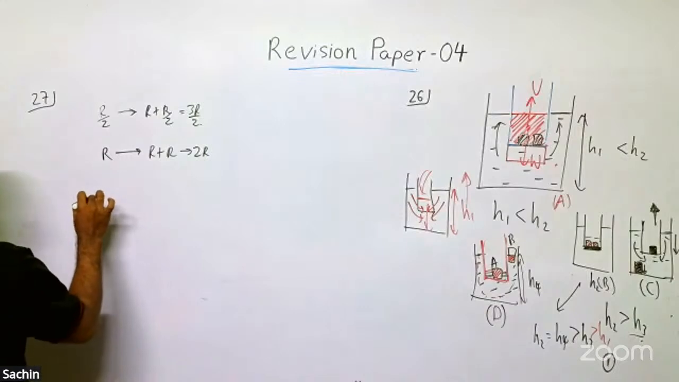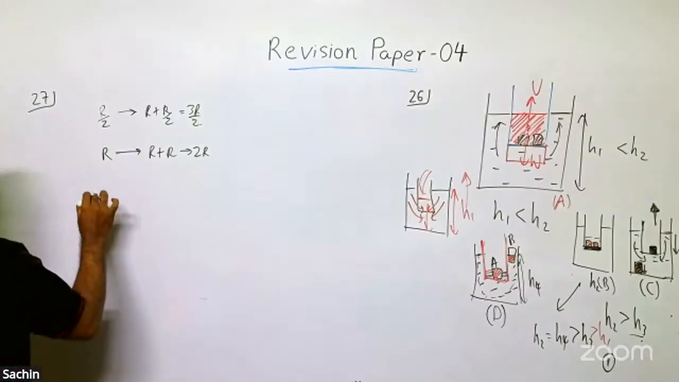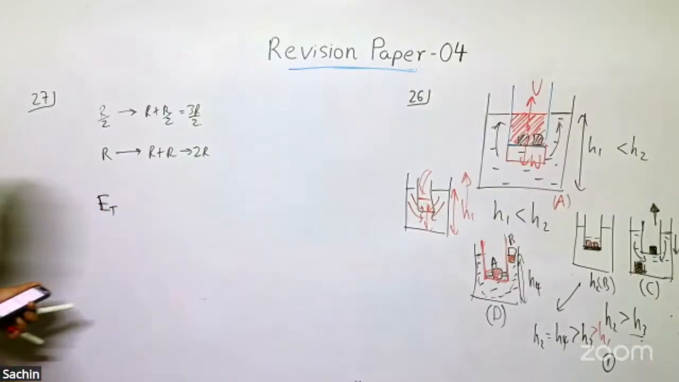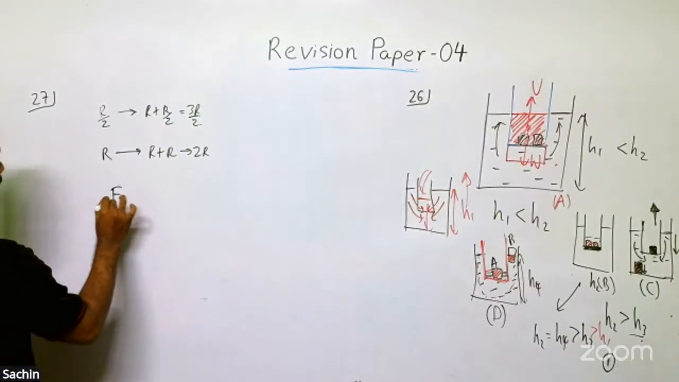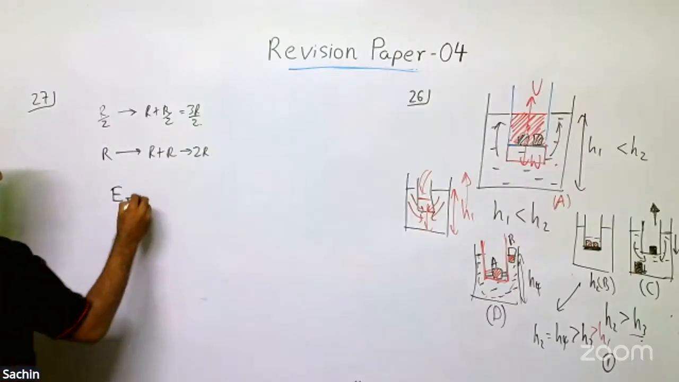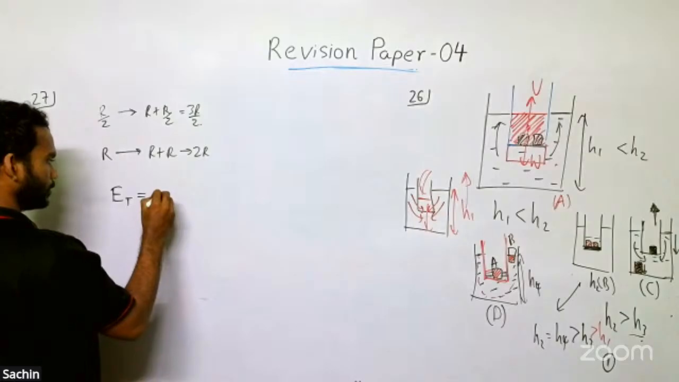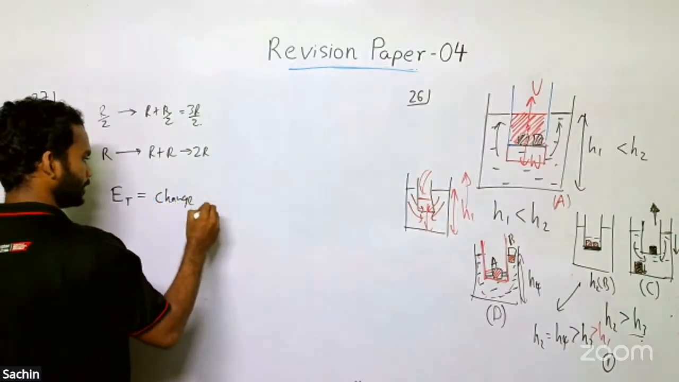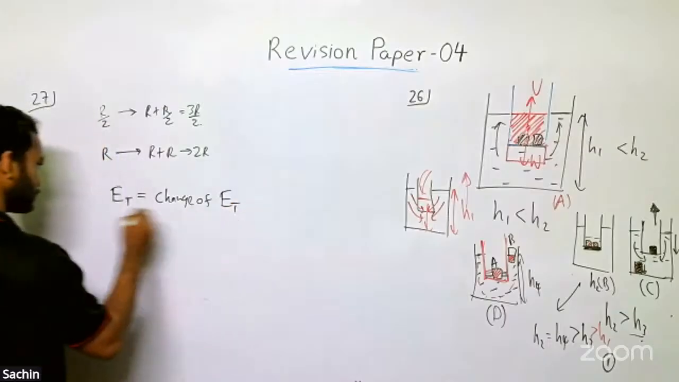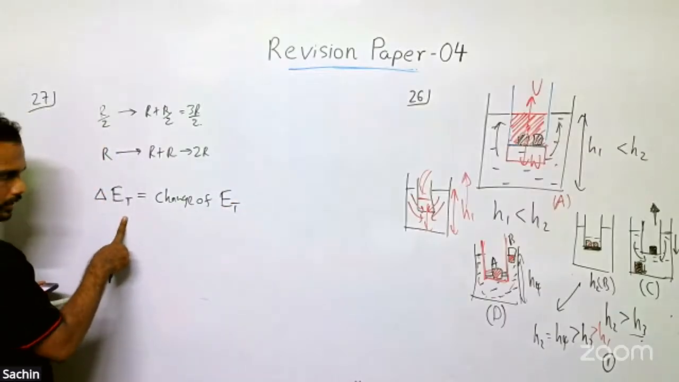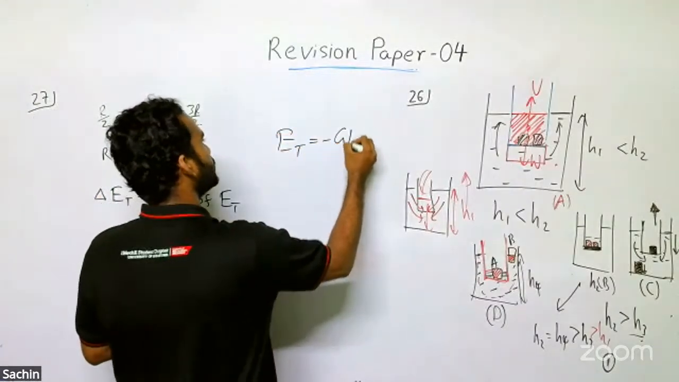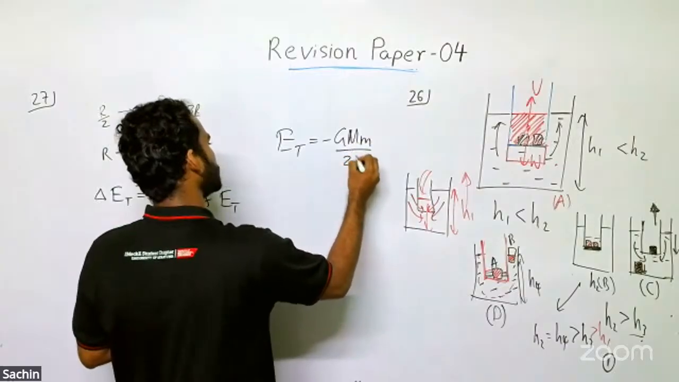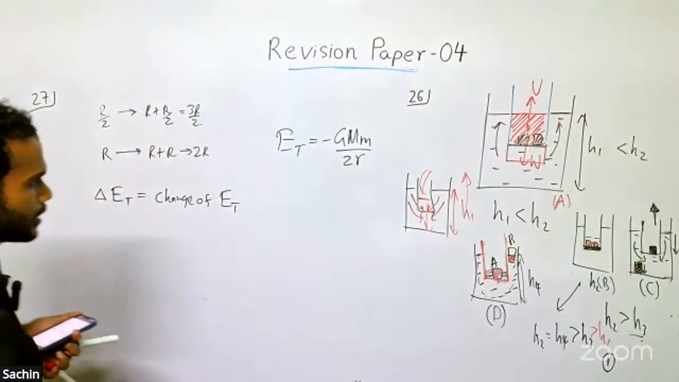So what is the total extra energy? Here it is not the minimum energy. See, in this question, this is not the minimum energy. They ask for total energy. So what is the total extra energy? Total extra energy should be equal to the change of total energy of the satellite. If you remember, the total energy of a satellite is given by minus GMm over 2R. We proved this earlier in the gravitational field lessons.